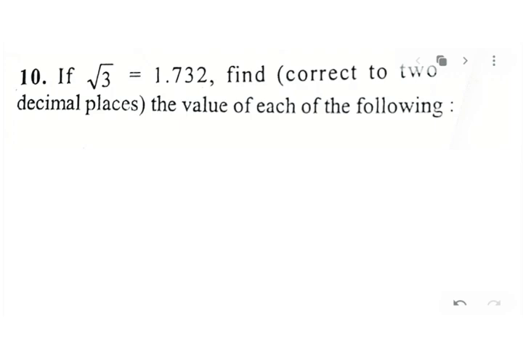In problem number 10, it is said if root 3 value is given to you as 1.732, then you have to find correct to two decimal places the value of each of the following. Now, what is each of the following? There's missing. It's first sin 60.